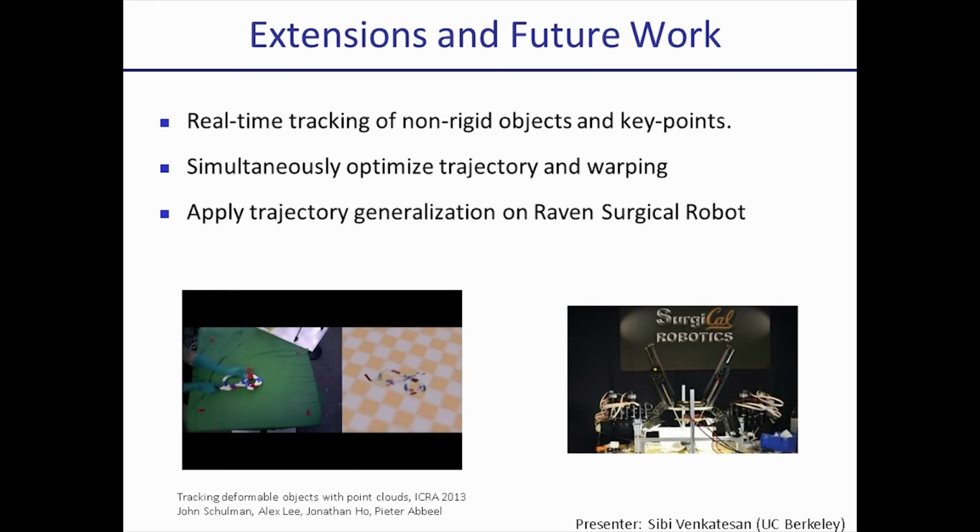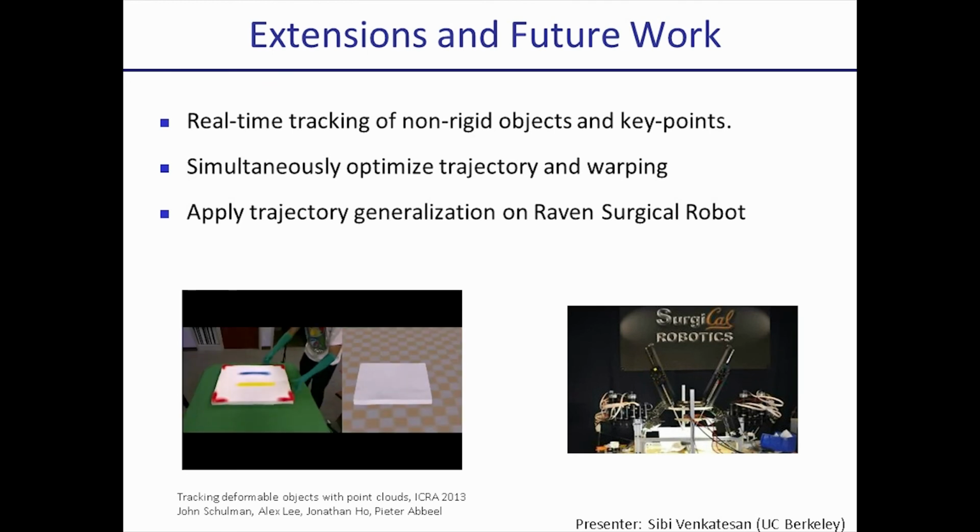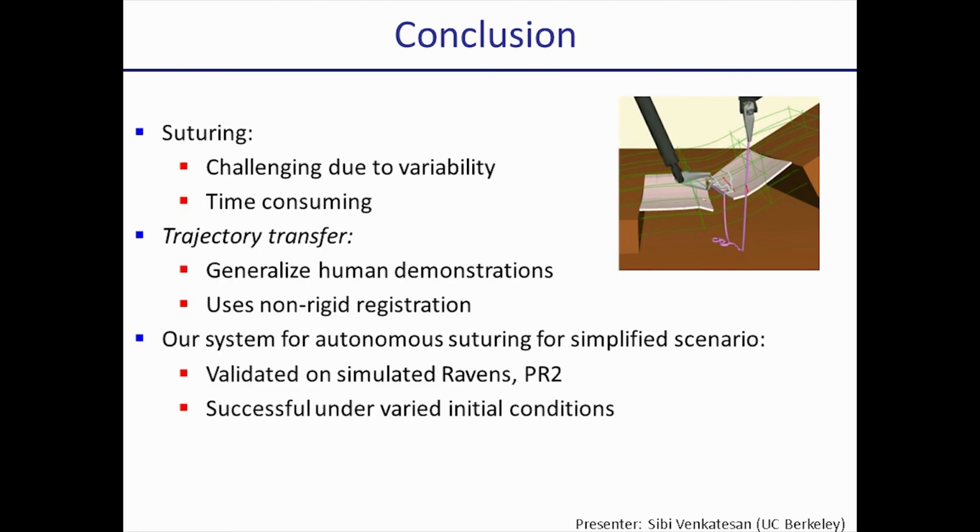Finally, we plan to implement this in a real surgical robot. The challenges here are perception at a small scale and working in a constrained and uncertain environment. To wrap this up, we present an approach using non-rigid registration to transfer trajectories from human demonstrations to new configurations. We validated this approach for a simplified suturing scenario on both the simulated Ravens and the PR2, and we were successful under varied initial conditions.